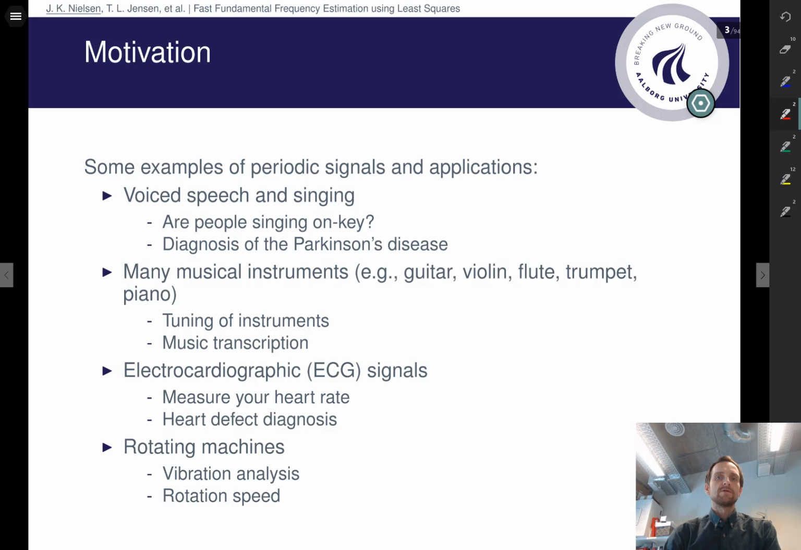So you can see here we have a lot of different fields where we encounter periodic signals, and you will also encounter a lot of methods for estimating this fundamental frequency in these fields. I'd say in the speech and audio community we have fairly advanced methods, but for example in sound and vibration, the methods are not so advanced, and it really makes a difference how good an estimator we use for estimating this fundamental frequency. I'll give you a short example here.